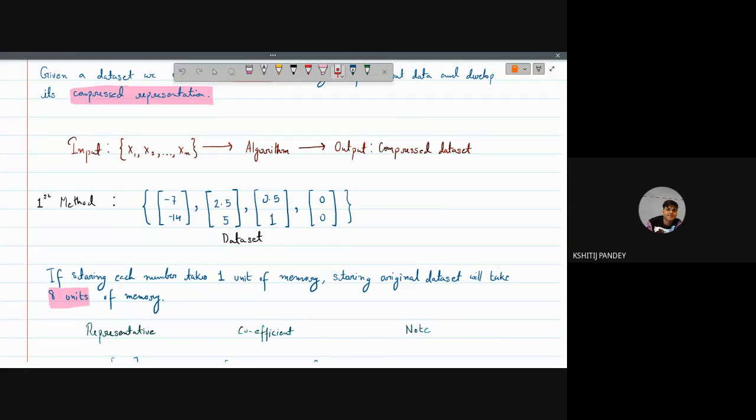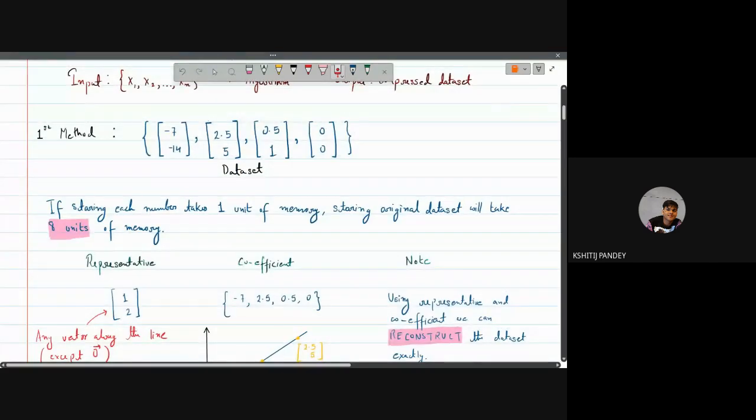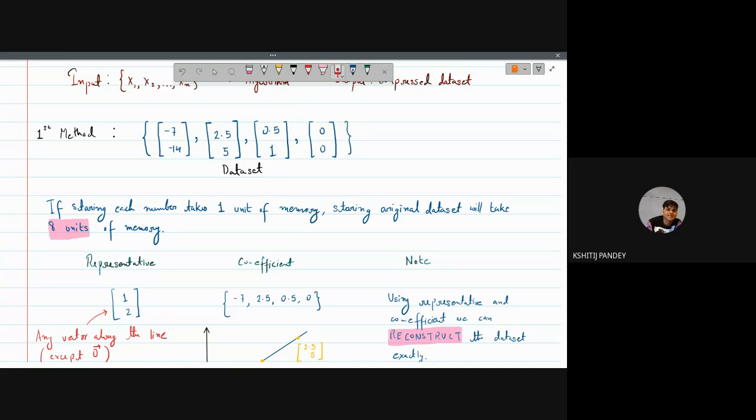Let's start thinking about this problem and how we can solve it. The first approach: let's say we have this data set, and each number takes 1 unit of memory to store. How many units of memory will this whole data take to store? 8 units of memory, right? So what can we do? How can we compress it?